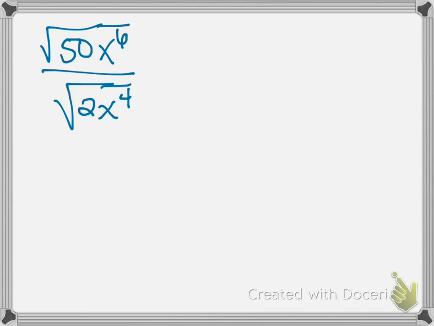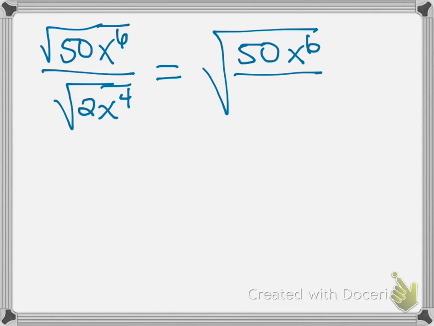Let's say we want to simplify the square root of 50x to the 6th divided by the square root of 2x to the 4th. So the first thing that we're going to do is just combine this into one big square root. And we can do that again because we're taking a square root in the numerator and the denominator. The index or the indices on both of these expressions is the same. So this will become the square root of 50x to the 6th divided by 2x to the 4th.